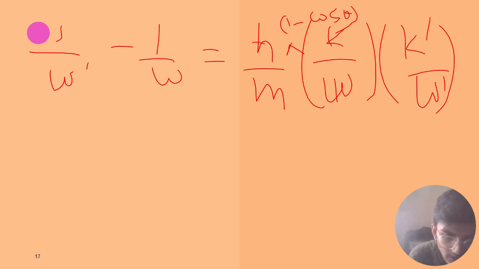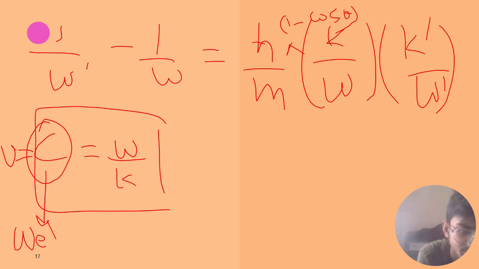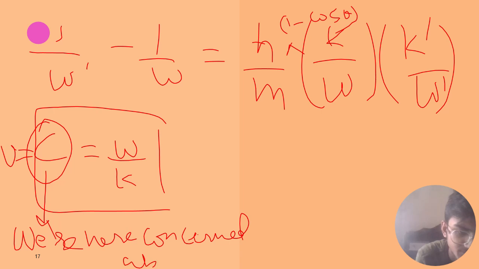So we know this particular relation, that is c is equal to ω by k. You can check by dimensions also, or this is the general relation which we know about waves. Actually it is for v, but here this is c because we are concerned about photon speed.